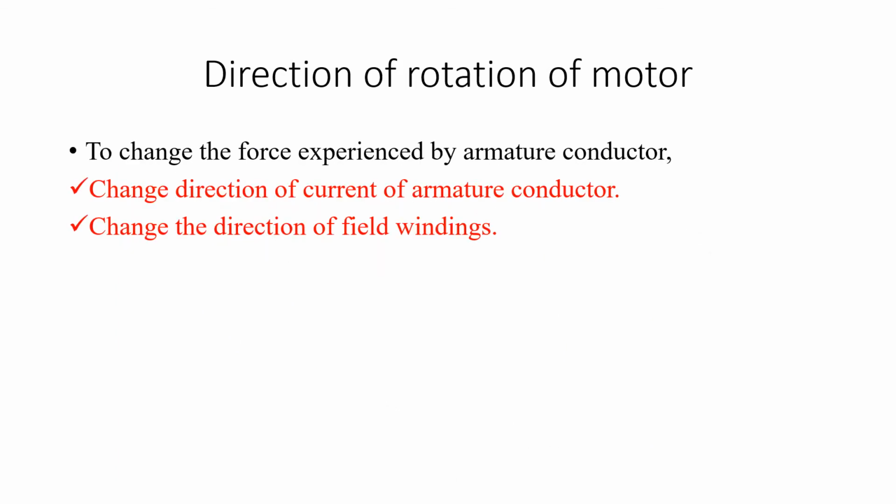If I want to change the rotation of the motor, I have two possibilities. One is to change the direction of current in the armature conductor. Or I can change the direction of the field winding. By these options, I can change the rotation of the motor.